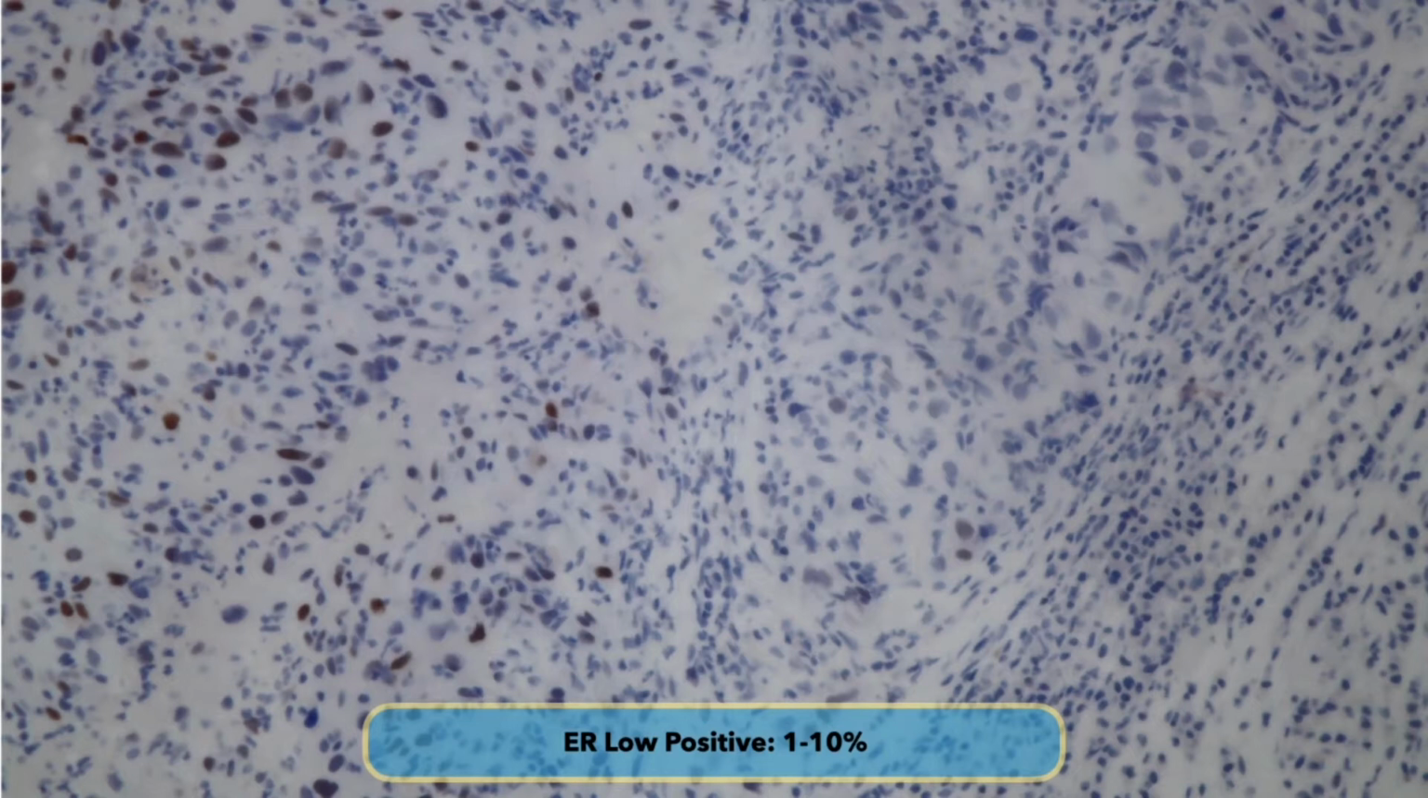This is an example of an ER low tumor, and that's, again, between 1 and 10%. My prediction is that this group will become negative in the future as more studies become available.